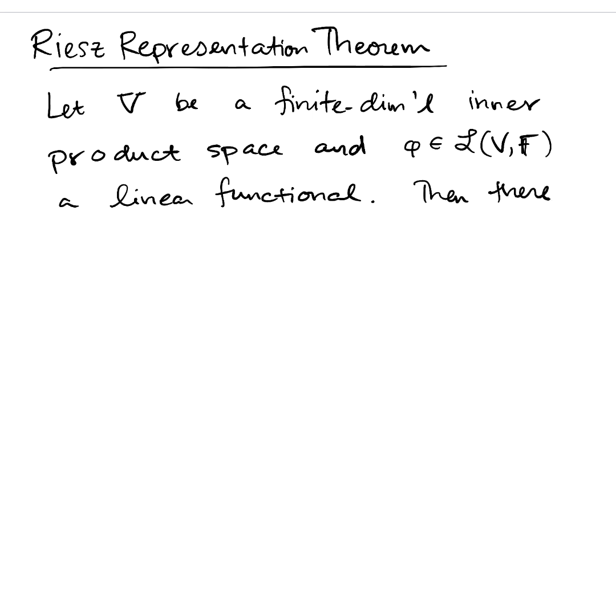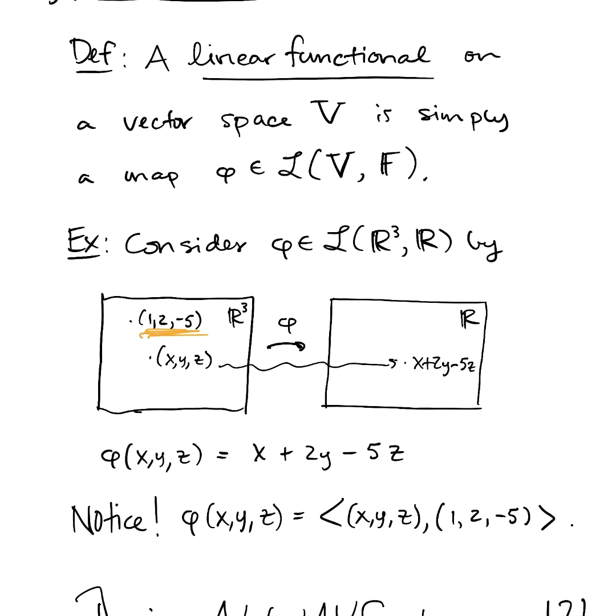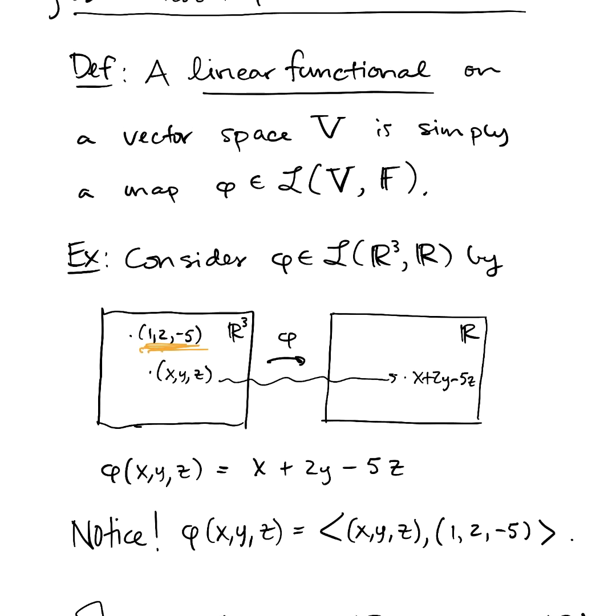Okay, under those hypotheses alone, then there exists a unique vector U belonging to our inner product space such that if you want to see what phi does to a vector V, you only have to inner product against U. And this is true for all V in V. Back in this example, this orange vector here is playing the role of the vector U. To figure out what phi does to an arbitrary xyz, all you have to do is inner product with that guy. And the Riesz representation theorem is saying, yeah, this always happens.